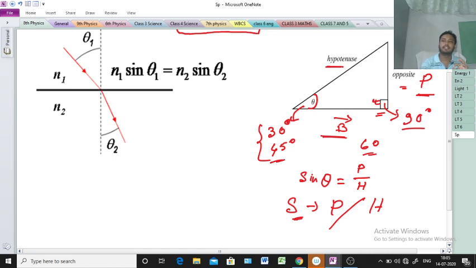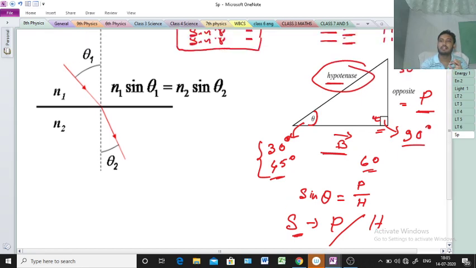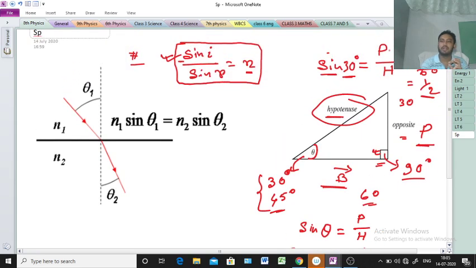Again, this one is the perpendicular. If this one is the perpendicular, then that one will be the base and this one will be the hypotenuse. Clear or not? Okay. So just try to understand one thing: perpendicular upon hypotenuse.